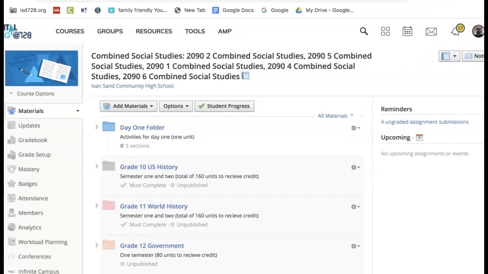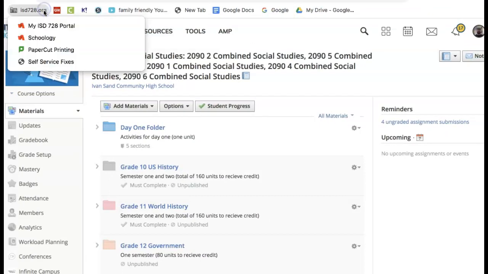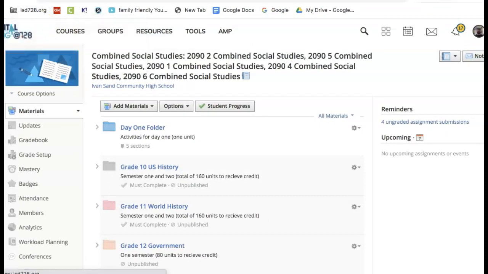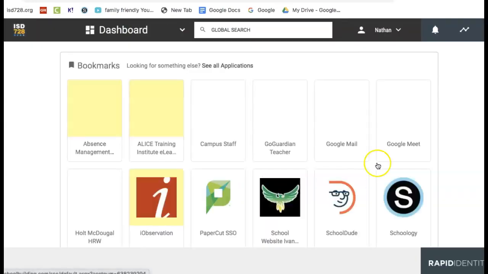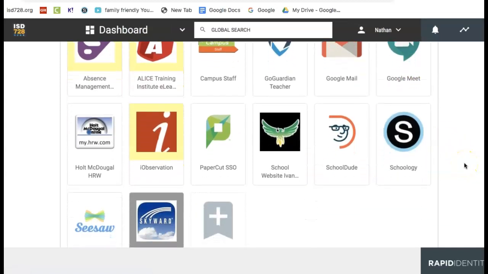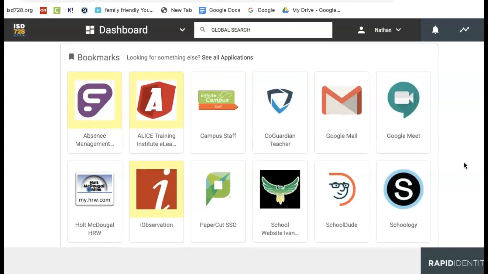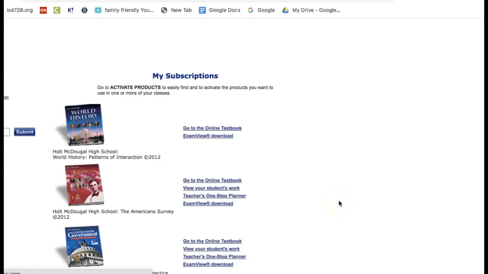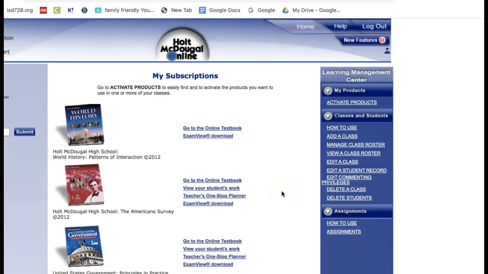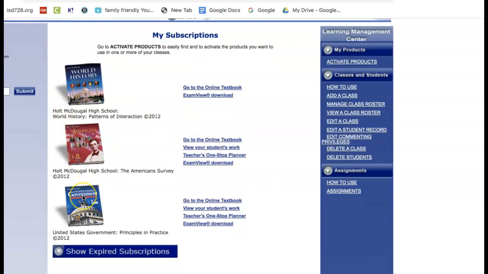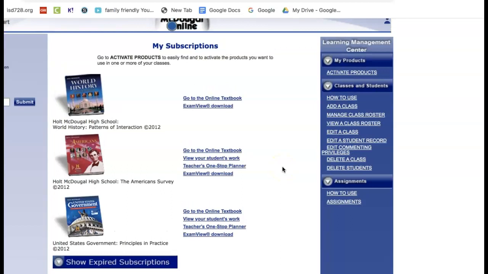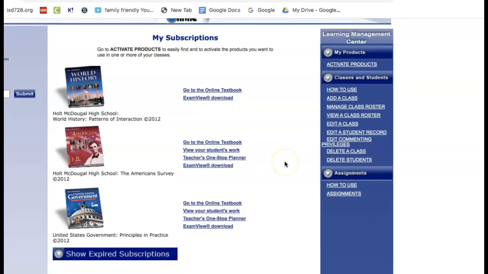Alright, another thing you'll need to worry about is the online textbook. And again, you'll be going to your portal. All of my textbooks are online. The only class I don't have an online textbook for is economics. But for all the other ones, you go to myhrw.com, and everybody should automatically be enrolled in an online textbook. So you have World History, American History, and Government right there. So those are some of the basic things you'll need to know in order to work on my class. Hopefully this helps. We'll see you soon.